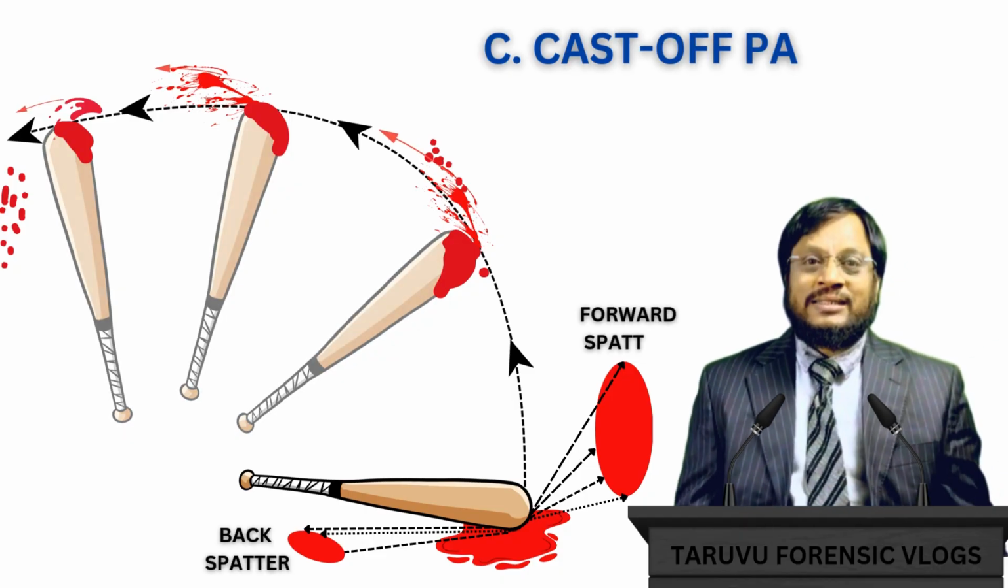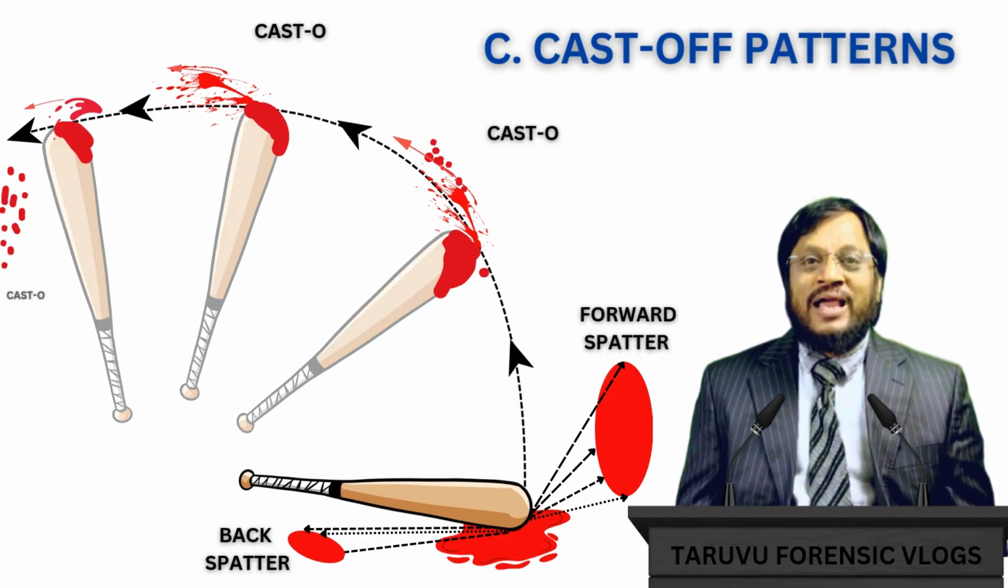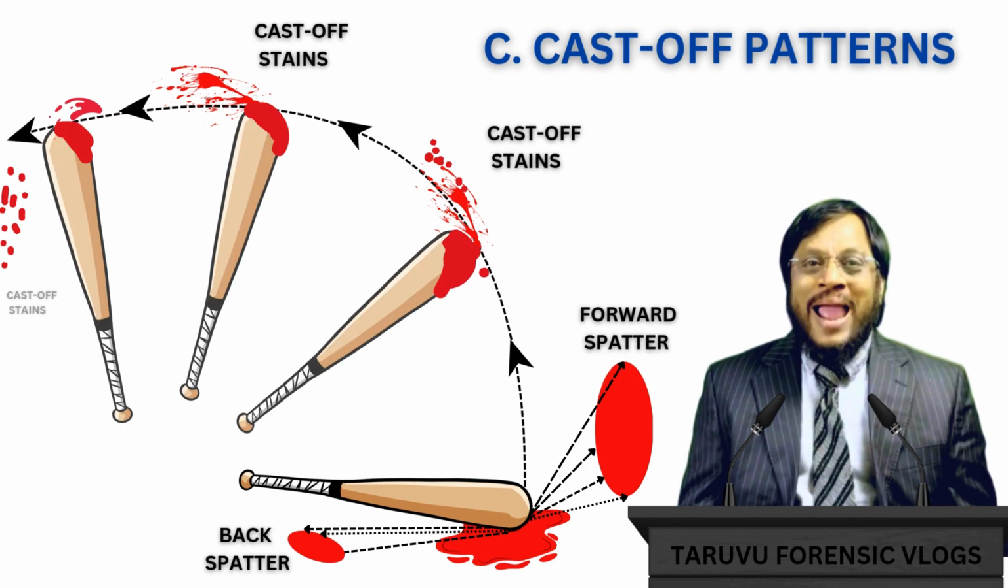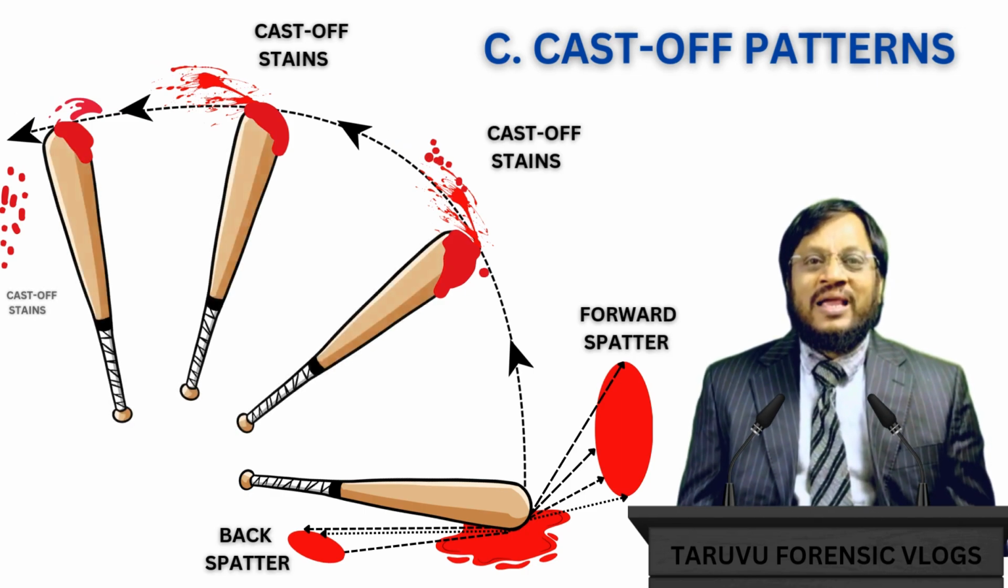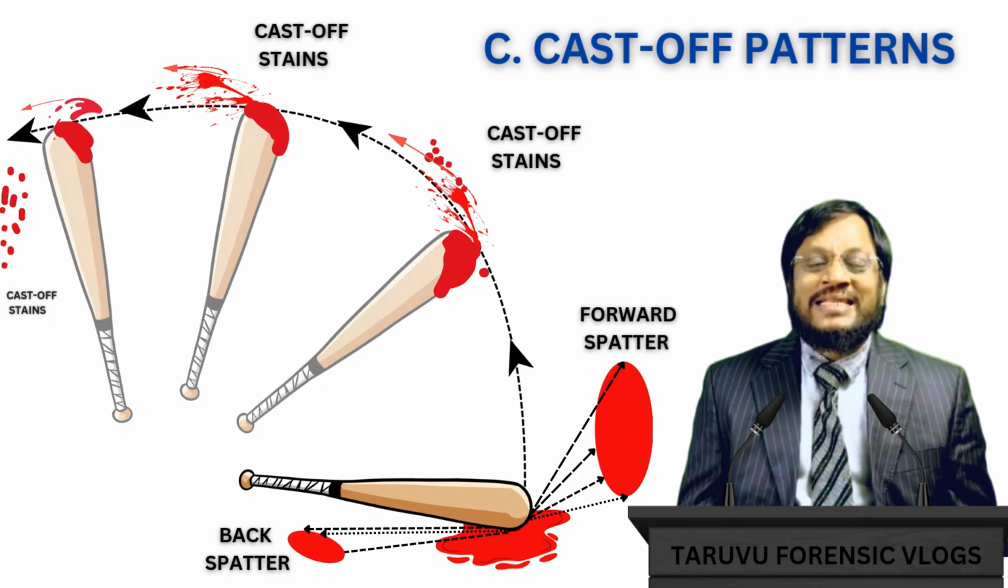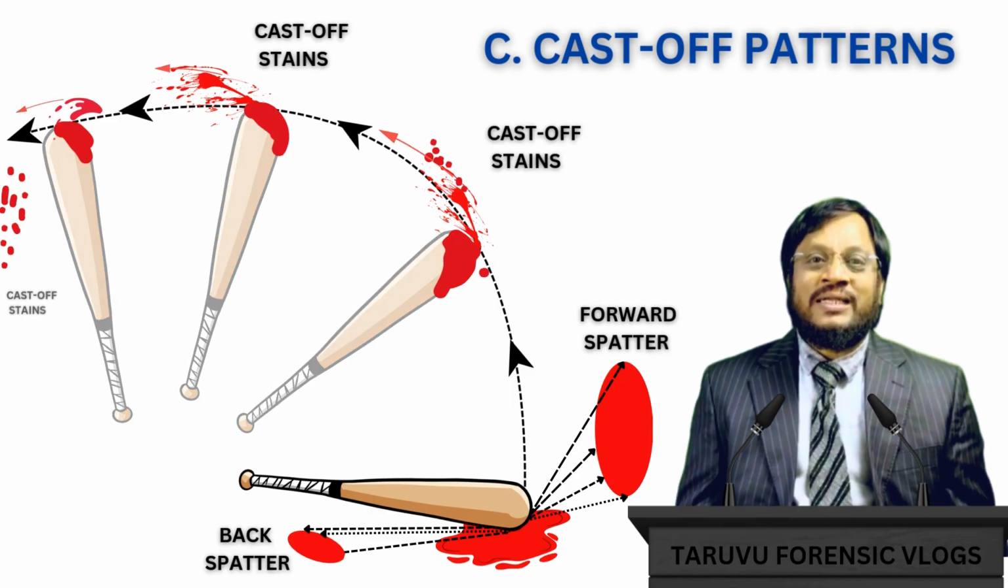Cast-off patterns. Blood flung from a moving object, such as a bat or knife, leaving a linear blood spatter pattern or stains on nearby surfaces like walls and ceilings.